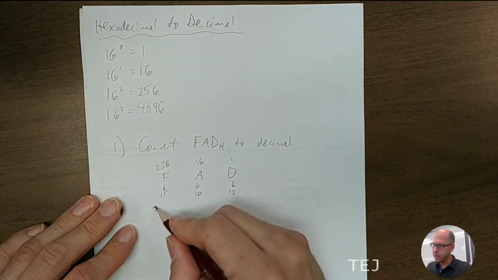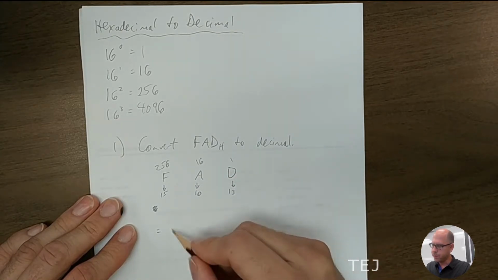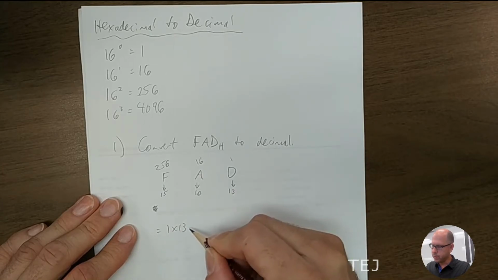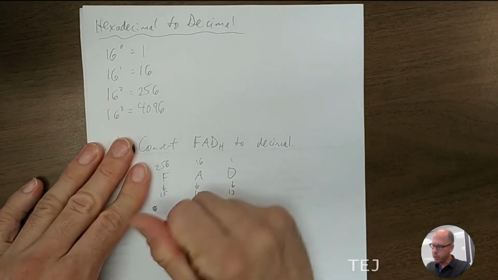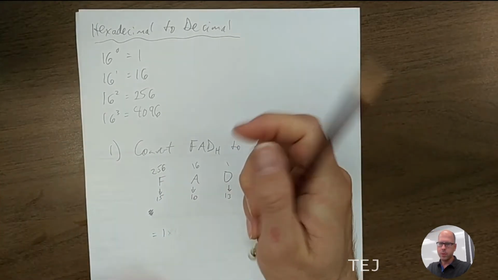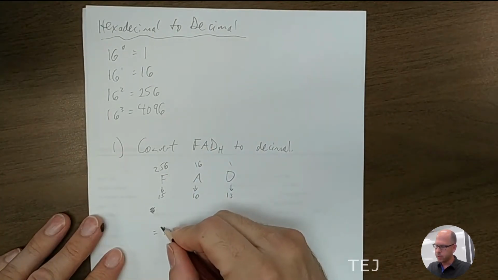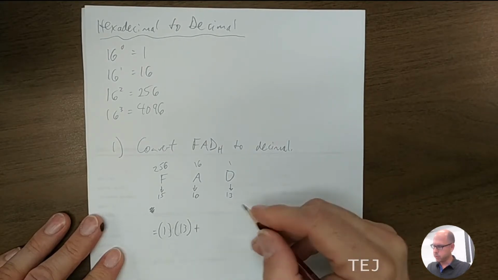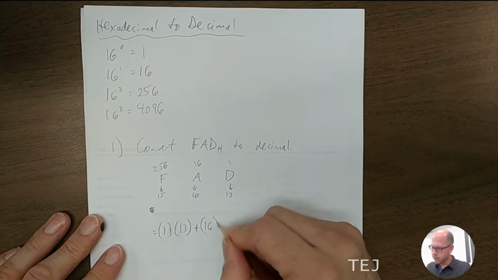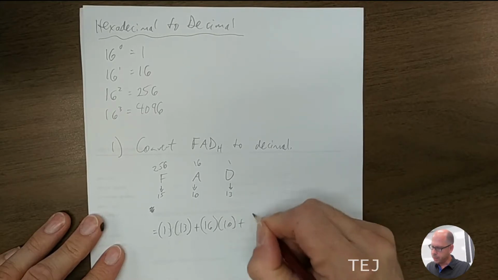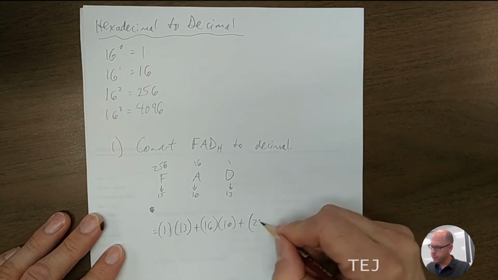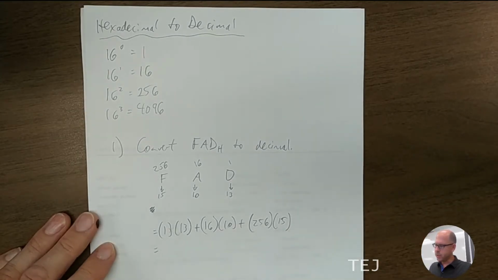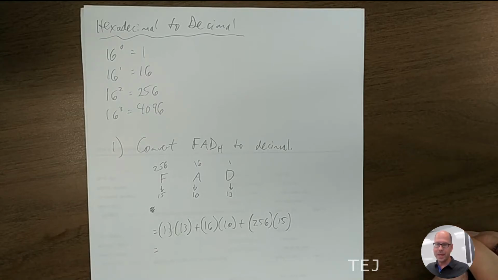Okay, so that means that for our expansion I'll start on the right-hand side here: 1 times 13. And why don't I write it the way you would see it in math class, probably without the X for times, so we'll do the brackets. 1 times 13 plus 16 times 10 plus 256 times 15. So this is going to give us the decimal equivalent of FAD.